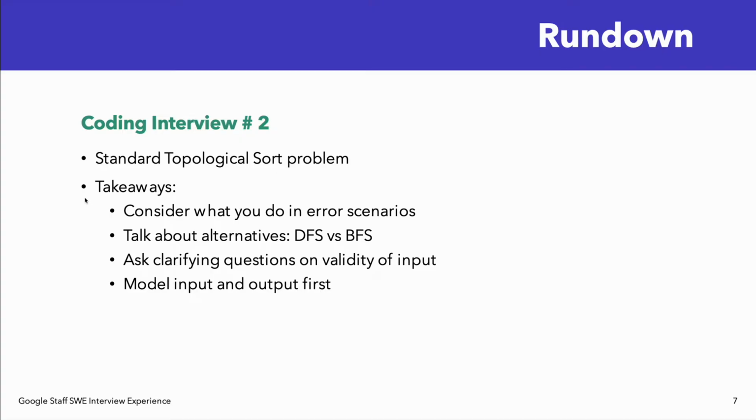So these are some of my takeaways from the second coding interview. Overall, these questions aren't hard, but they're really looking for your approach, the fact that you can code basic algorithms, and how you make decisions about your code. That's really what they're looking for, I think.